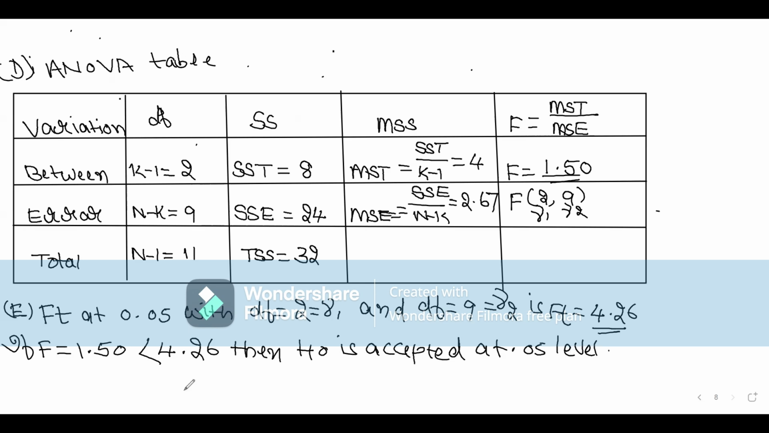0.05 level. And suppose F comes to 8. 8 is greater than 4.26. In that case, H0 is rejected.